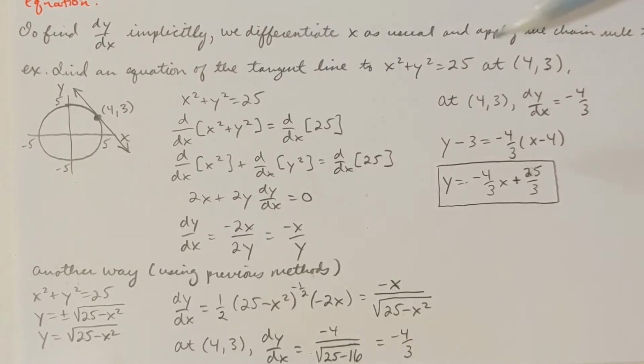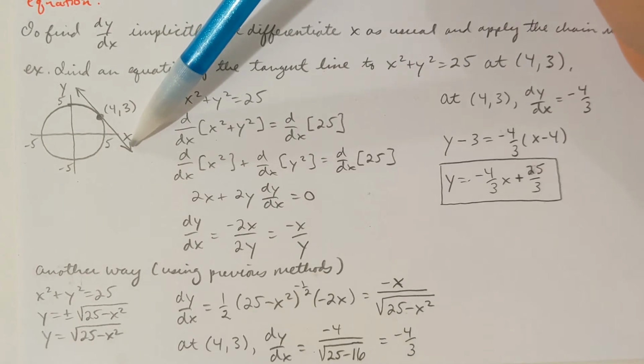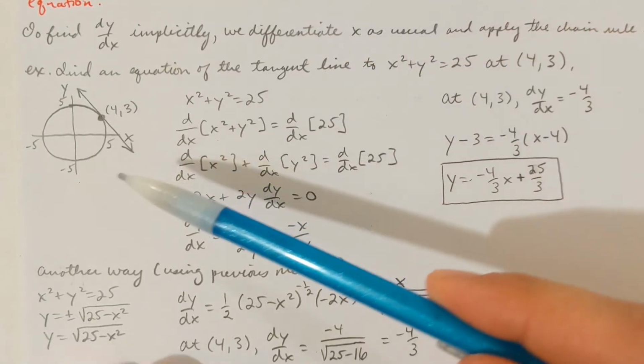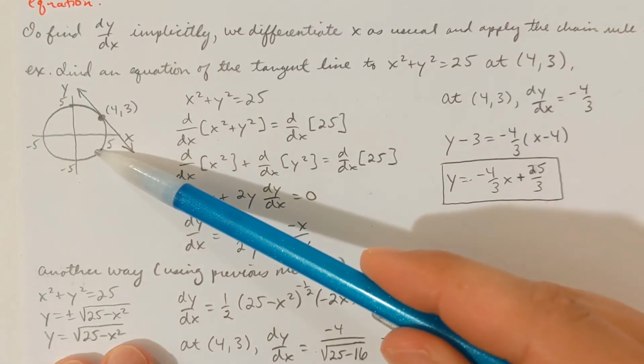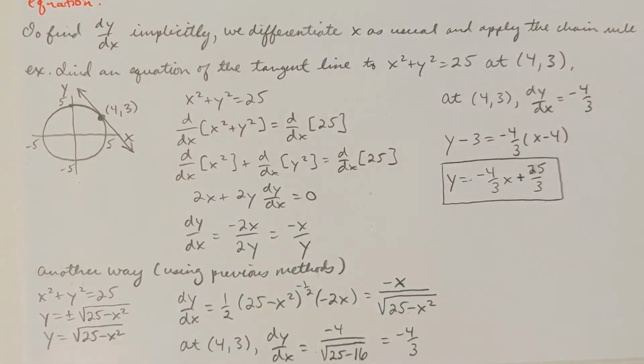A couple of things. First of all, the fact that this line has a negative slope means that, when I compute dy/dx, I can know very early on that the slope is going to be negative at this point. Now, of course, if I were to draw a tangent line at like (4, -3), then it'd be a positive slope.